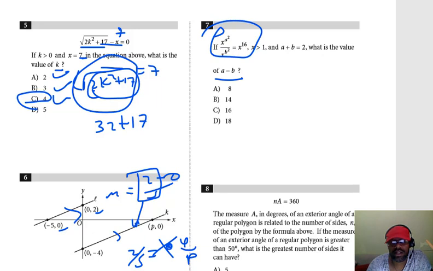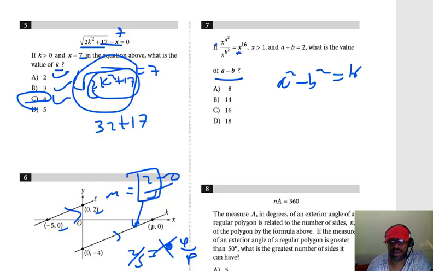Since they are the same in base, you have to subtract the exponents. Therefore, a square minus b square is the same as 16. Here, as you can see, the base is the same, so you subtract the exponents. That is the same as x to the power 16.